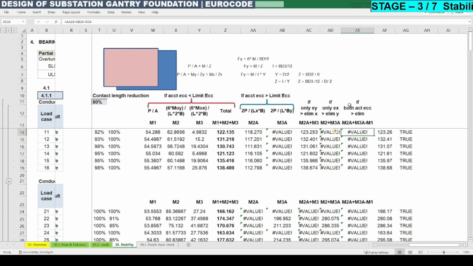Now if both cases, both the actual eccentricities are greater than the limiting eccentricity, we need to add all the three: the direct stress P by A, with the bending stresses for the case of actual eccentricity greater than the limiting eccentricity.